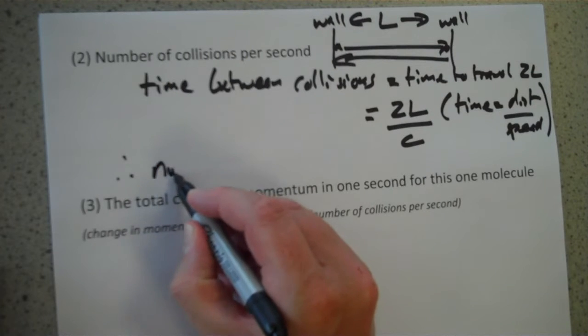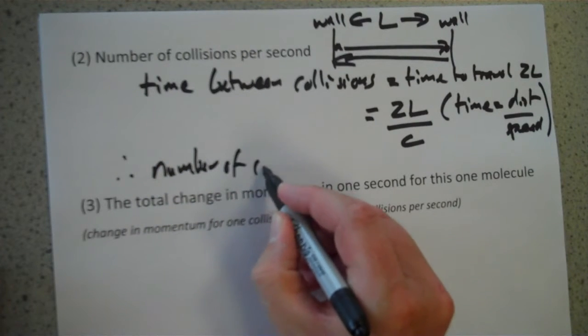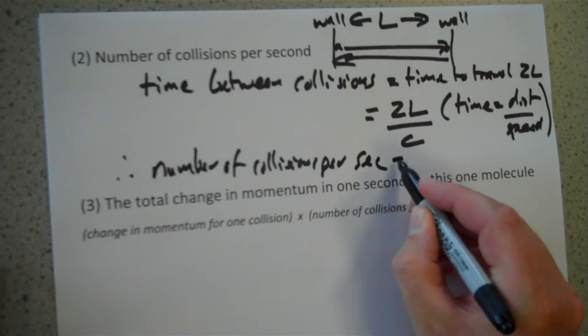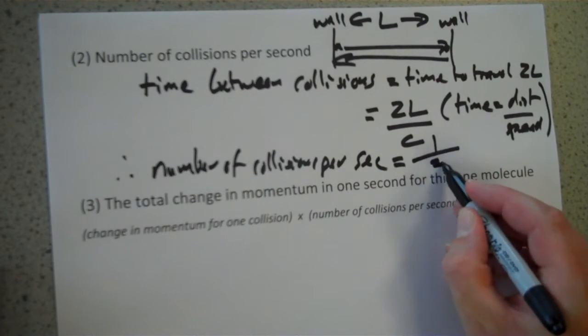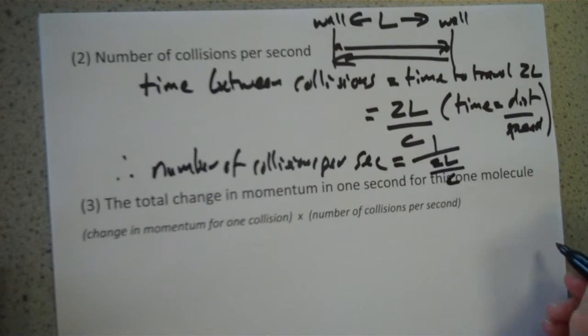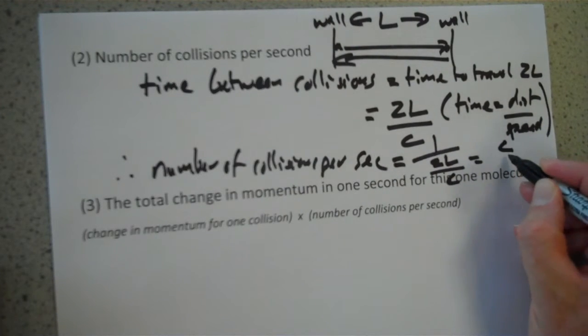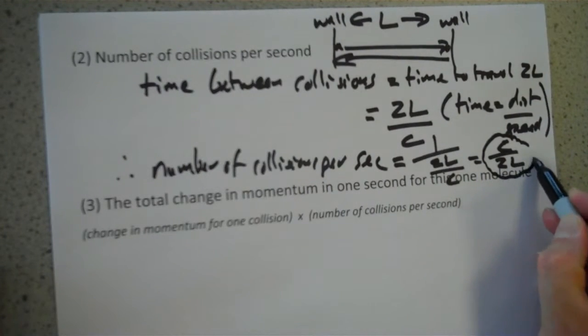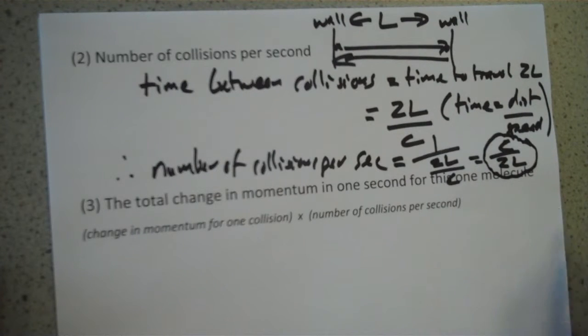Therefore, the number of collisions per second is equal to 1 over that: 1 over 2L over c, which is equal to c over 2L. So that is our important value: the number of collisions per second is c over 2L. We're moving towards trying to work out the pressure. Pressure is force over area, so we've got to somehow turn this change in momentum into force.